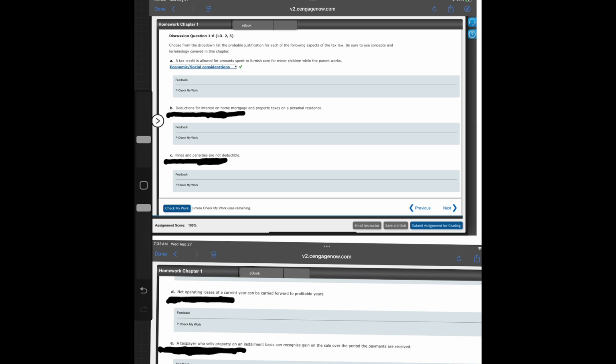Deductions for interest on home mortgages and property taxes on a personal residence. So the concept behind this is they want to encourage people to own houses. So that means it's going to be an economic and social consideration. Okay, fines and penalties are not deductible. So allowing deductions for fines and penalties would basically be rewarding bad behavior. So this is a social consideration.